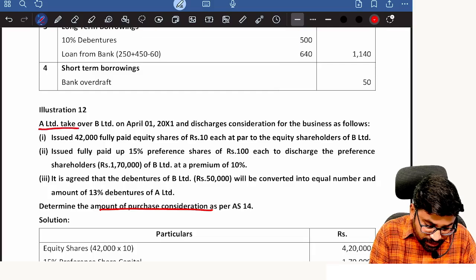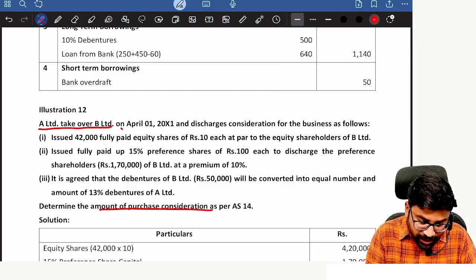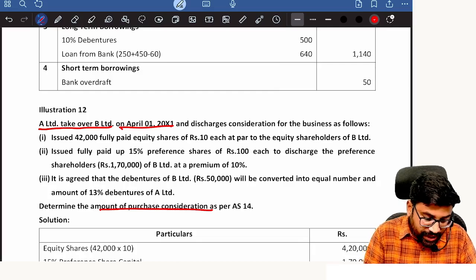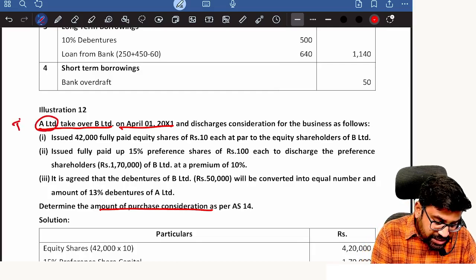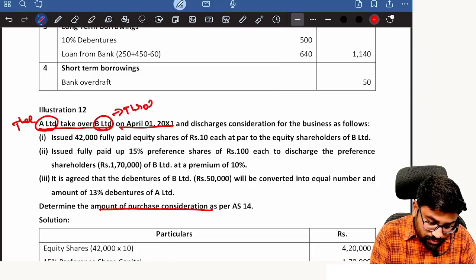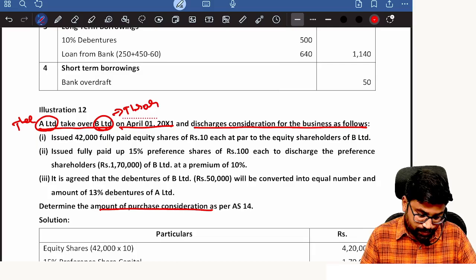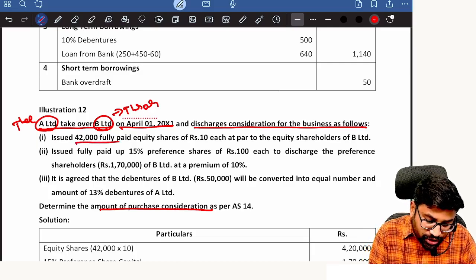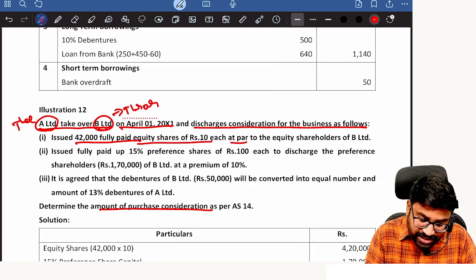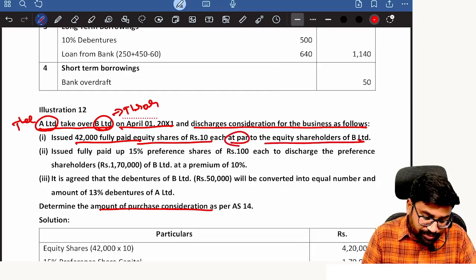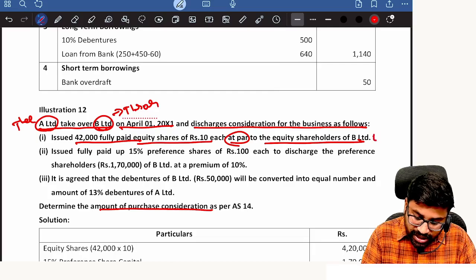A Limited took over B Limited on April 1st, 2011. So A Limited is which company? Transferee. B Limited? Transferor. And discharged consideration for the business as follows. Issued 42,000 fully paid equity shares of 10 each at par to the equity shareholders of B Limited. So can you tell me PC? 4,20,000, so 42,000 into 10. Correct? Here issued at par only.